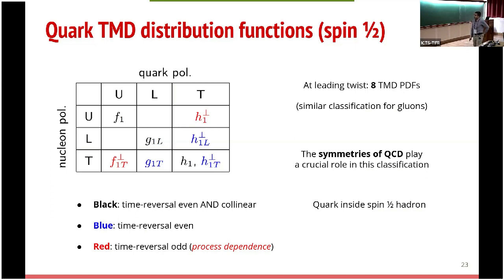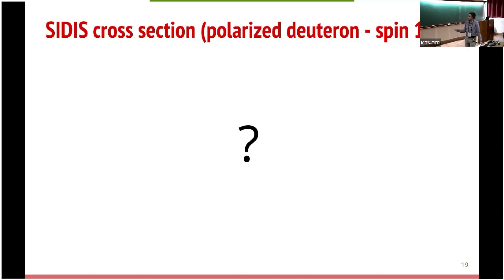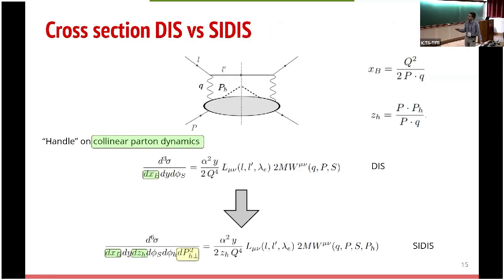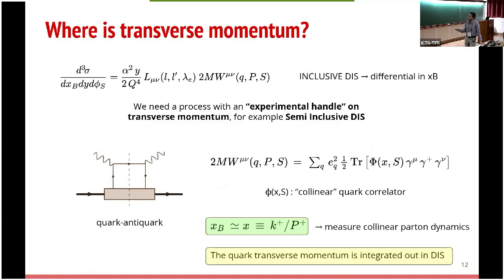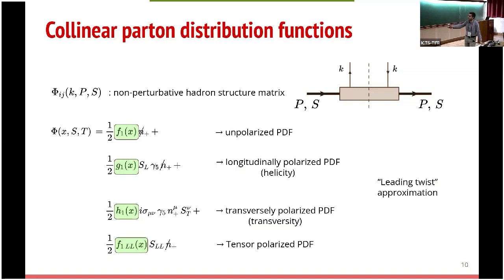Okay, so this is the table that tells you how we can organize the TMD parton distribution functions according to the nucleon and the quark polarization. A few slides ago, I showed you that in the collinear case, we can organize the correlation function, considering only the nucleon, with 3 different Dirac structures whose coefficients are the collinear PDFs. In the TMD case, we can do a similar thing, but we have another vector that we can use to build these kinds of structures.